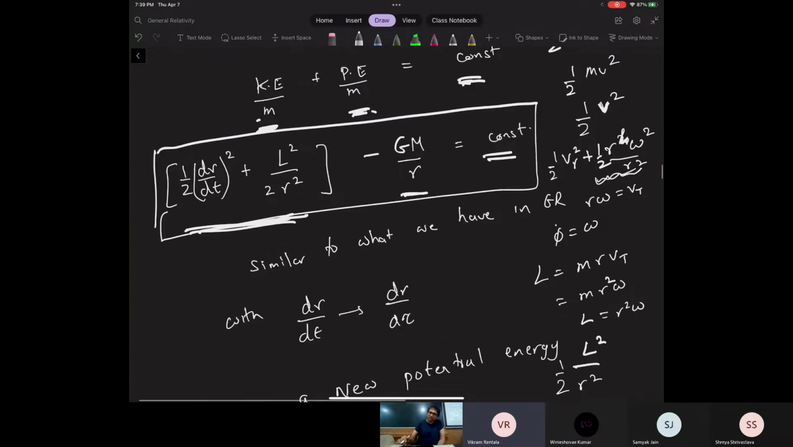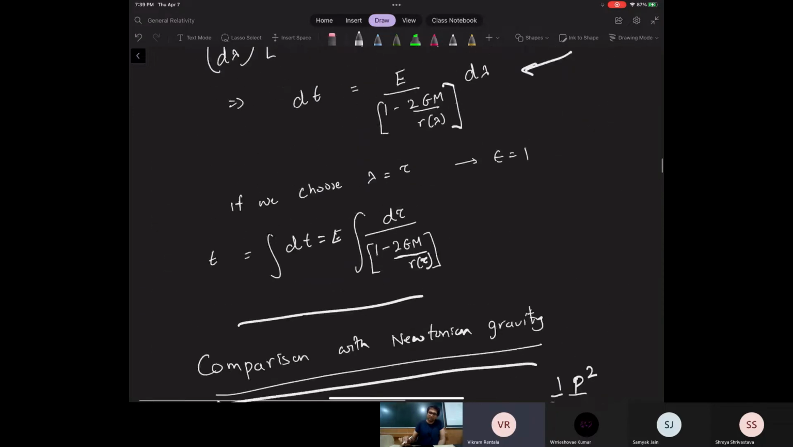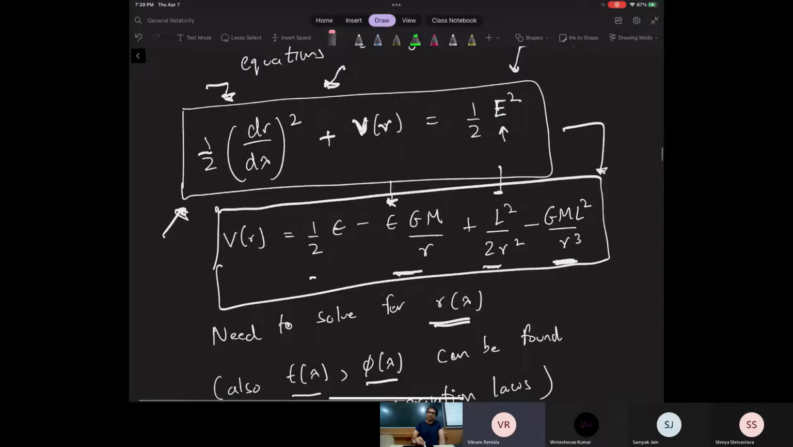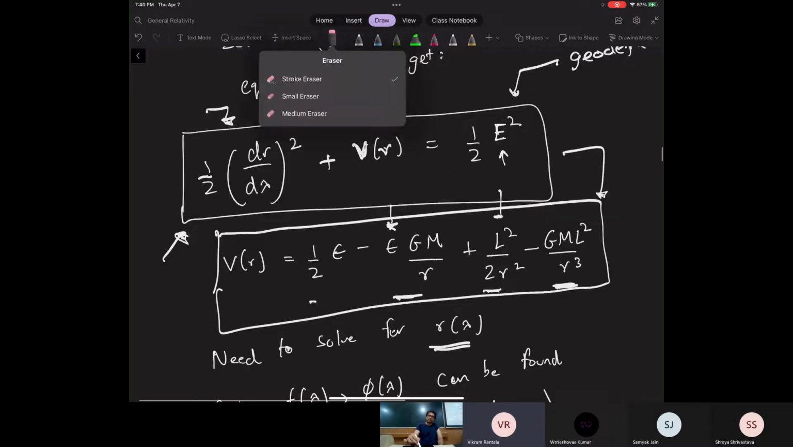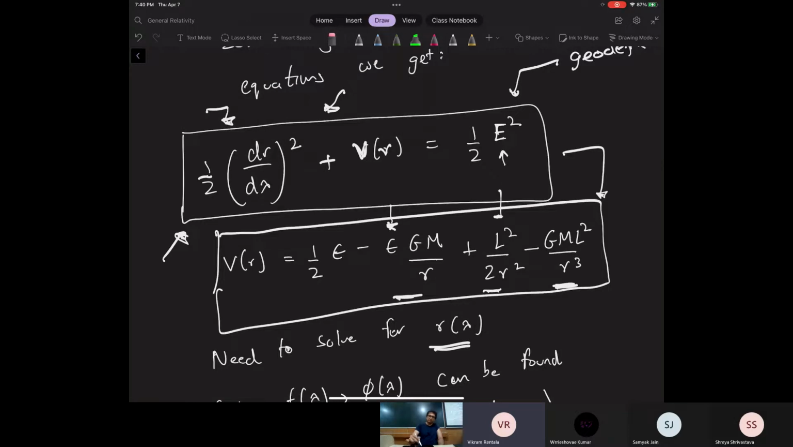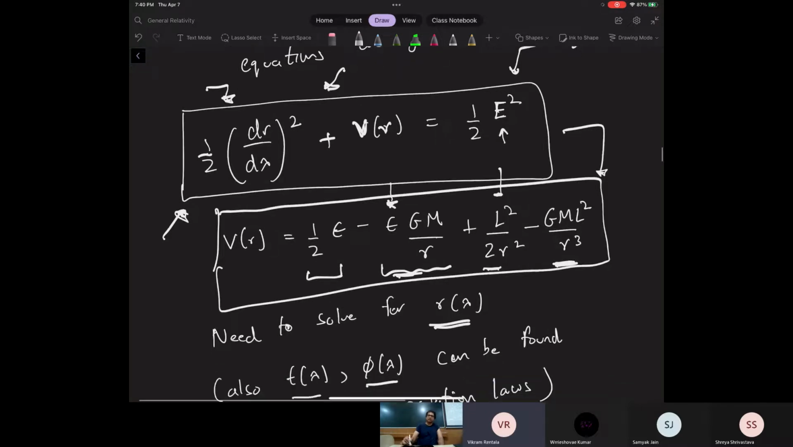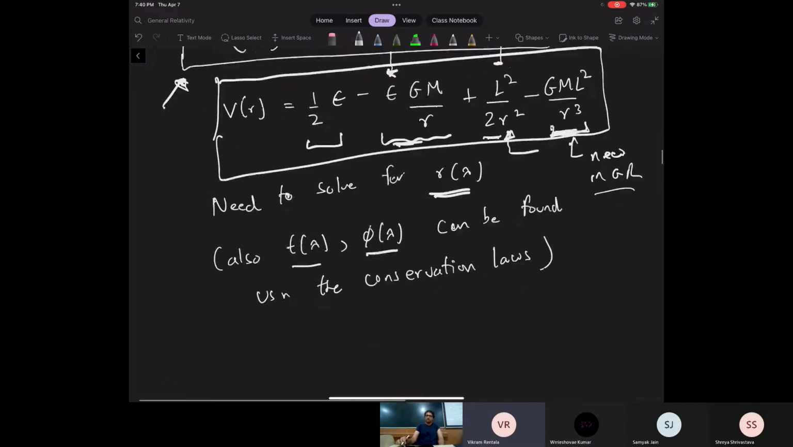Now this looks very similar to the expression that we have in GR. We have half dr by d lambda squared. We don't have t, we have lambda instead of t. If you look at our expression for the potential energy, this is a constant, so let's not worry about it. What we have for a massive particle, where epsilon is 1, is minus GM by r. And for the angular momentum part, we have L squared by 2r squared. This part is completely new. This is a new prediction of GR, which is not there in Newtonian gravity.